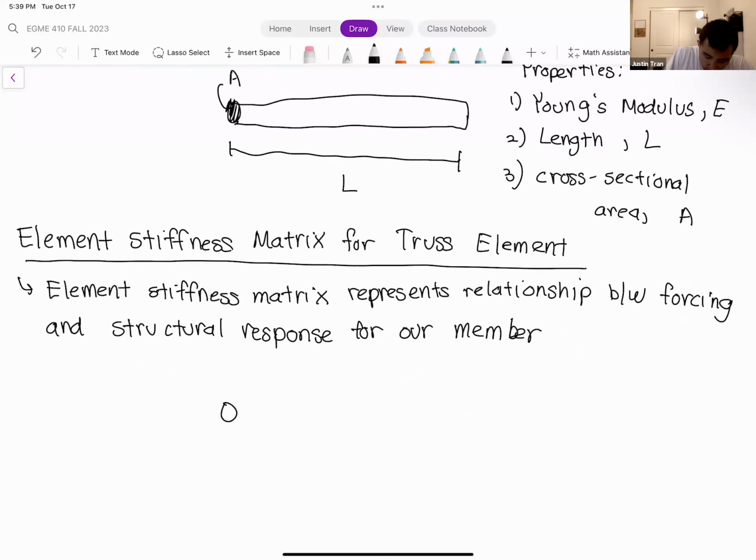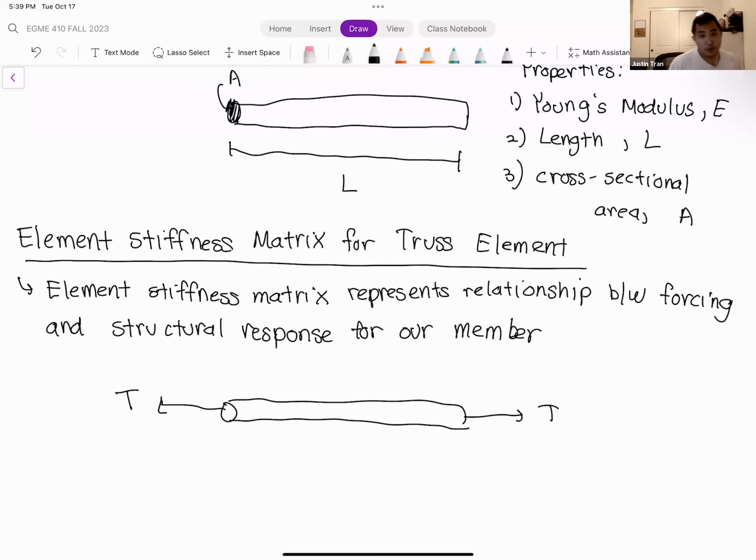Just like we did with the spring, I'm going to take our truss element and expose it to an equilibrium force. I'm going to apply a tensile force T on both sides. Then also very similar to the spring, we're going to mark each side of the element as a node. We'll call this node 1 on the left, node 2 on the right.